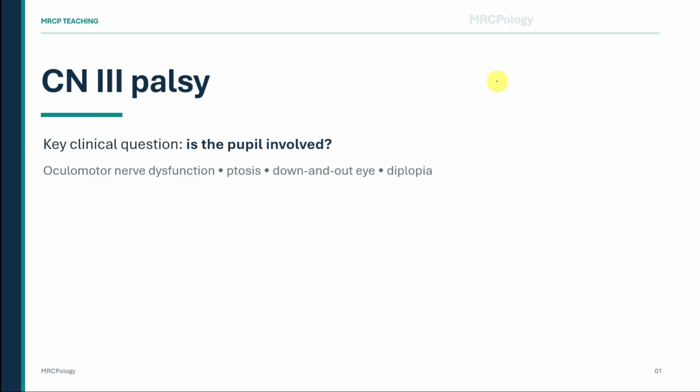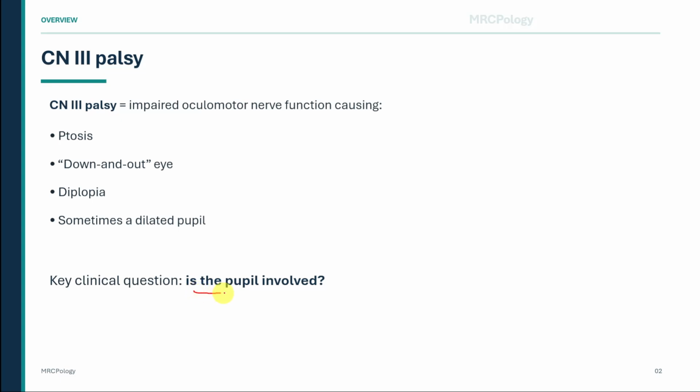Imagine a patient comes to the emergency department with sudden double vision, a droopy eyelid, and one eye sitting down and out. The first thought is third nerve palsy, but the urgent clinical question is not just, is this a third nerve palsy? The urgent question is, is the pupil involved, and could this be an aneurysm?